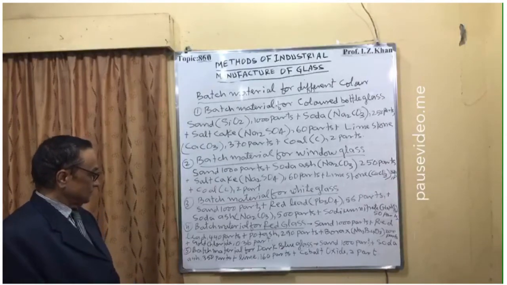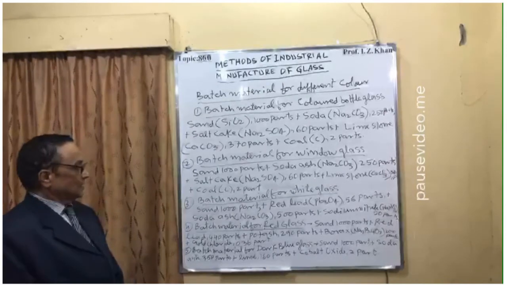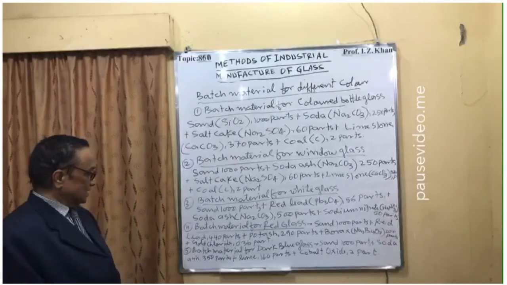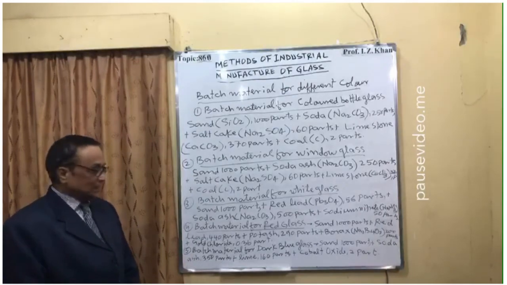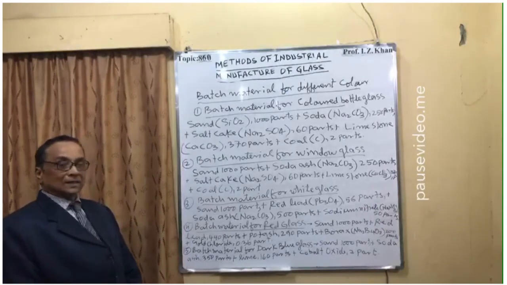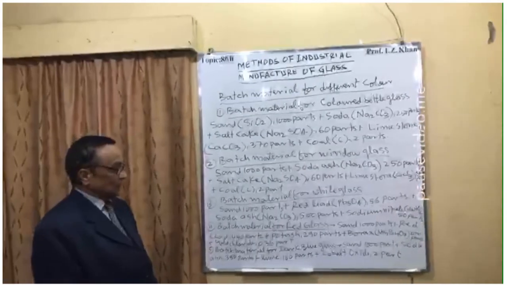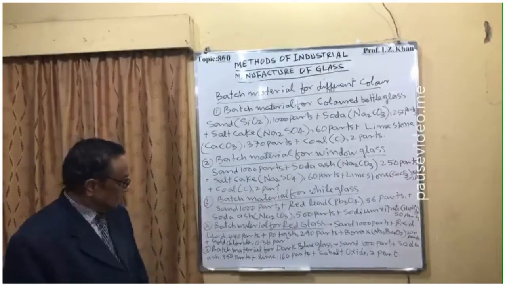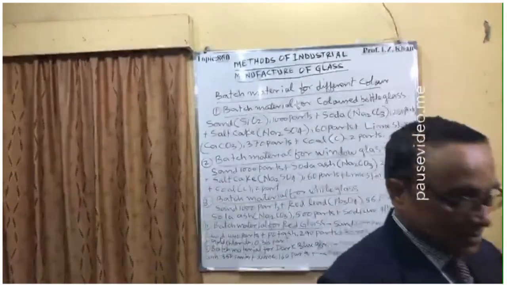Number five, batch material for dark blue glass. For that, again the sand is 1000 parts, soda ash 350 parts, plus lime 160 parts, and cobalt oxide, which is responsible for the blue color, in a small quantity, only 2 parts.